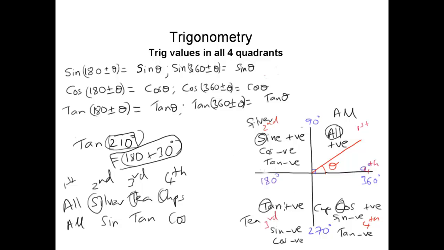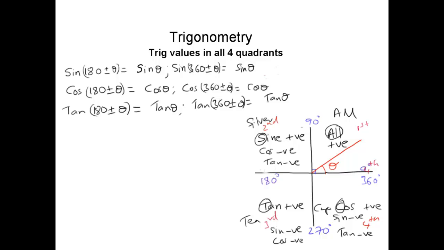Take a look at that. 210 is in the third quadrant where tan is positive. So this is positive tan theta. You know what I mean? So this is positive tan 30. So the actual value didn't change, but the sign might change. But here, since it's a third quadrant, the sign also didn't change.